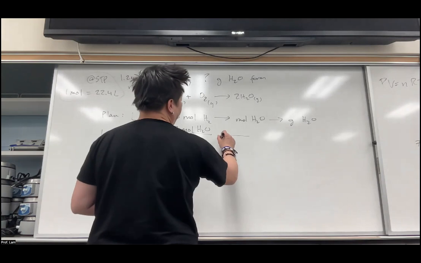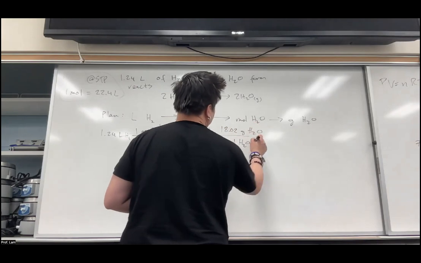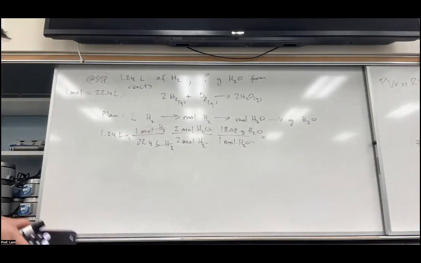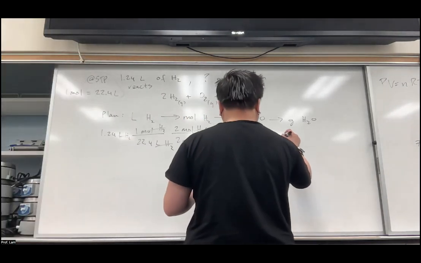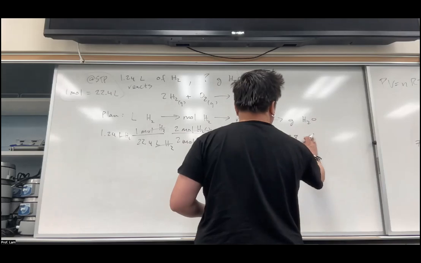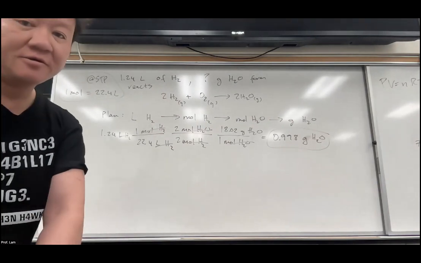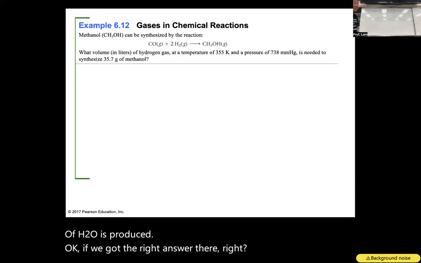And then grams of water. So 1 mole of water on bottom, 18.02 grams of water on top. Let's see what we get. With sig figs, 0.998 grams of H2O is produced. Let's see if we got the right answer there. Right. And then let's do this one.